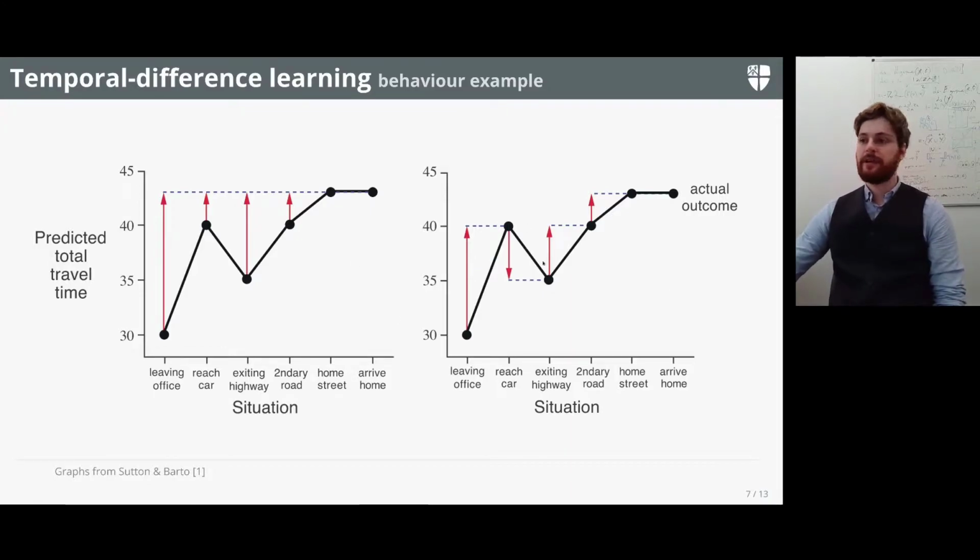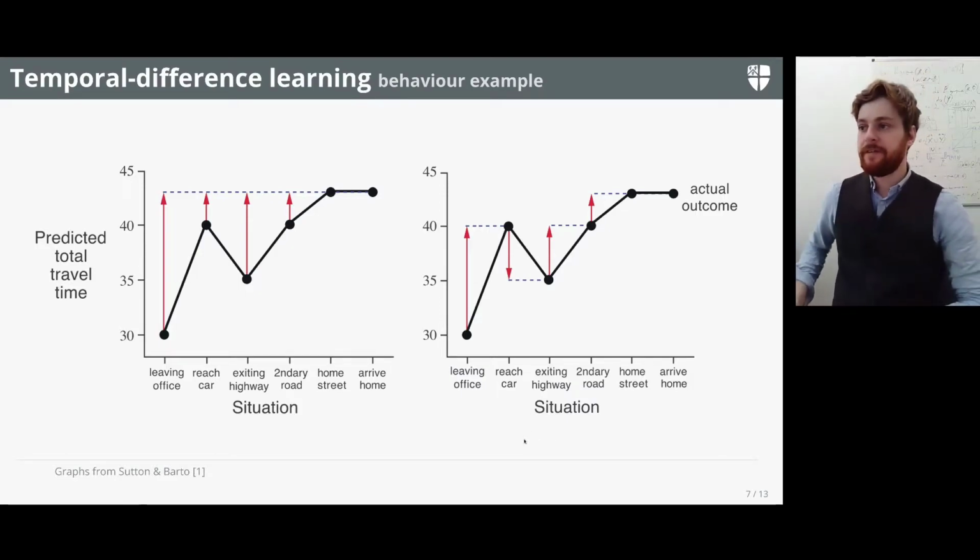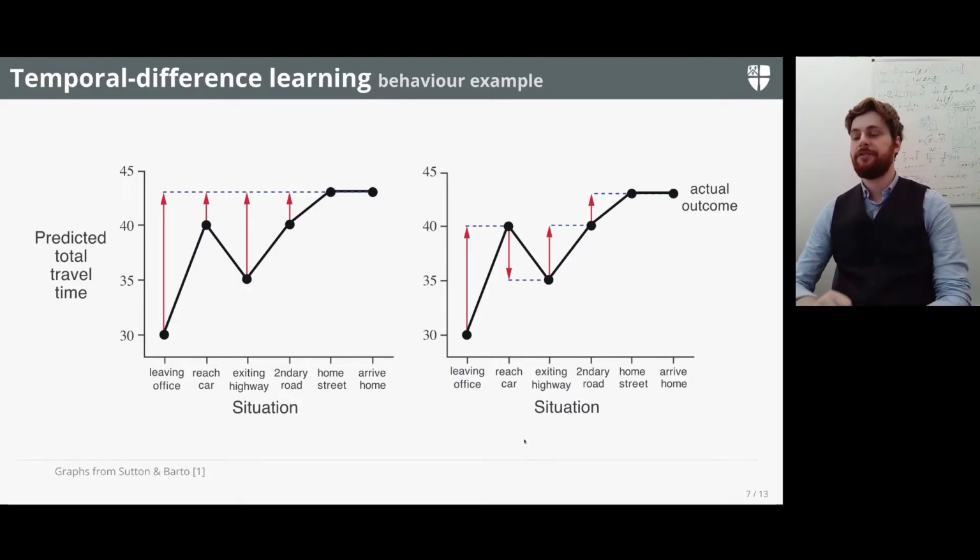So this example here is straight from Sutton and Barto's book, and it helps demonstrate the differences between Monte Carlo learning and TD learning. The basic idea is that you're driving home from work and you're trying to estimate how long the journey is going to be.